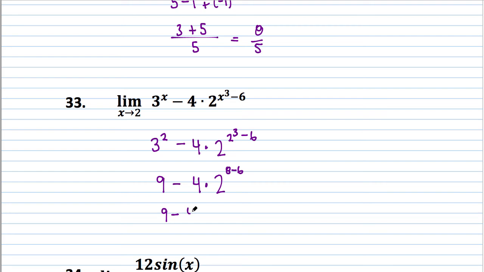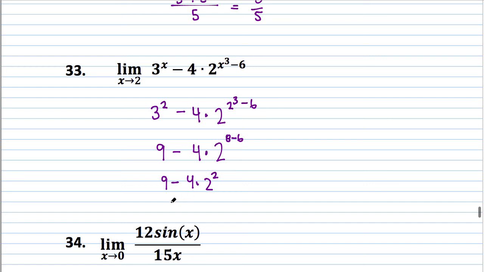So I have 9 minus 4 times 2 raised to the 8 minus 6, and 8 minus 6 is 2. So this is 4 times 2 squared. So 9 minus 4 times 4. Then we have 9 minus 4 times 4, which is 9 minus 16. So this is in fact negative 7. So our limit here is negative 7.